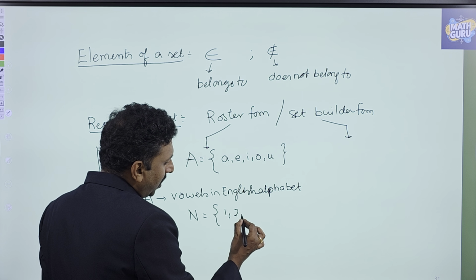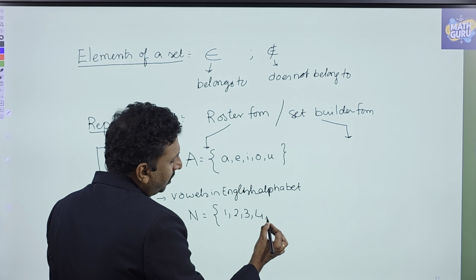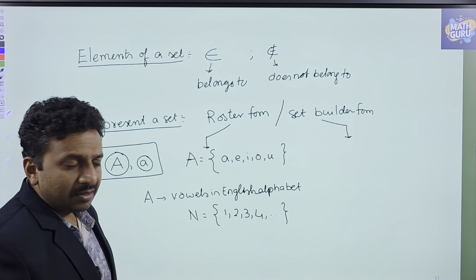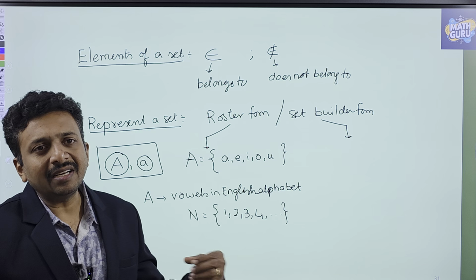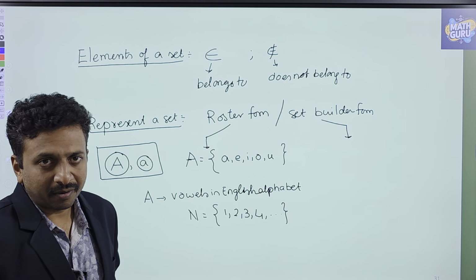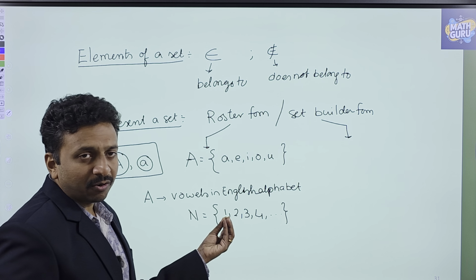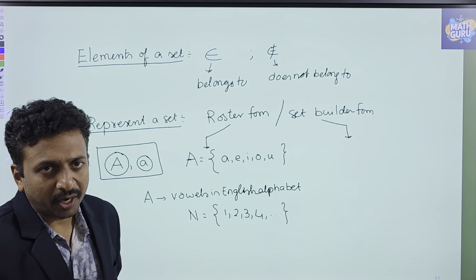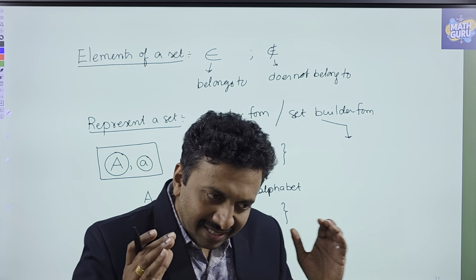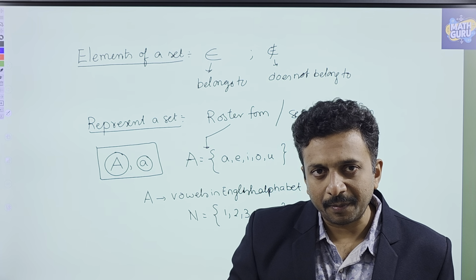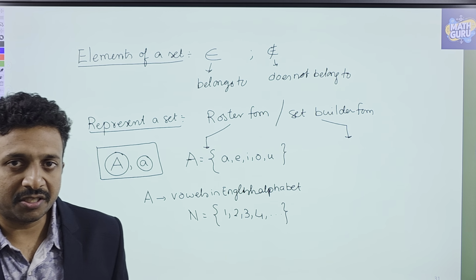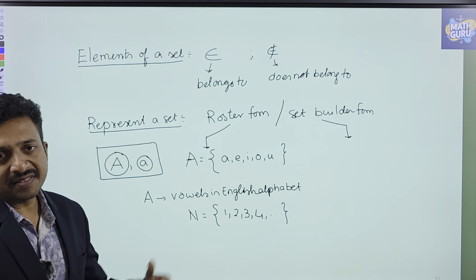The set of natural numbers is the set 1, 2, 3, 4. So we use 3 dots, and so on. When you use 3 dots, that means it's an infinite set, and you have to follow the same pattern as you have for the elements before it. So natural numbers can be represented in roster form as the set 1, 2, 3, 4, and so on. If you write all the elements of a set inside curly brackets or flower brackets where individual elements are separated by commas, such type of representation is called roster form. Next, you have set builder form.